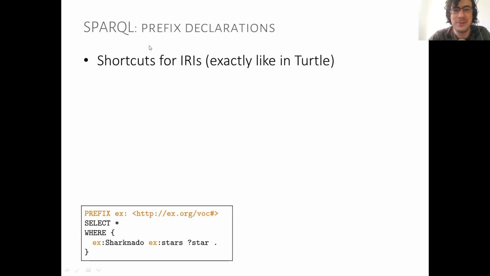So, prefix declarations, not much to say. We can define prefixes, and the syntax is slightly different to Turtle. I think Turtle ends with a period or full stop, but it's essentially the same idea, which is that we can define some shortcuts that we can use here to avoid having to write full IRIs in our query.